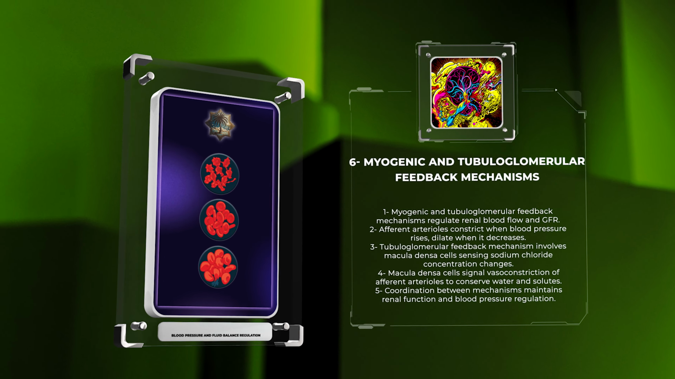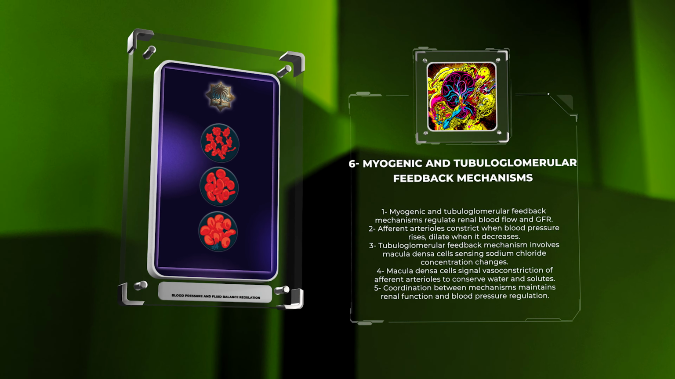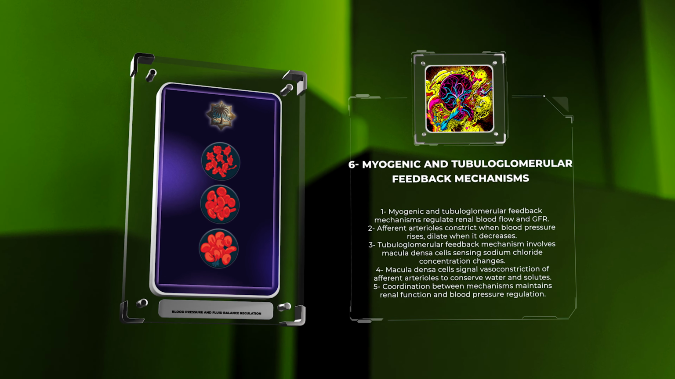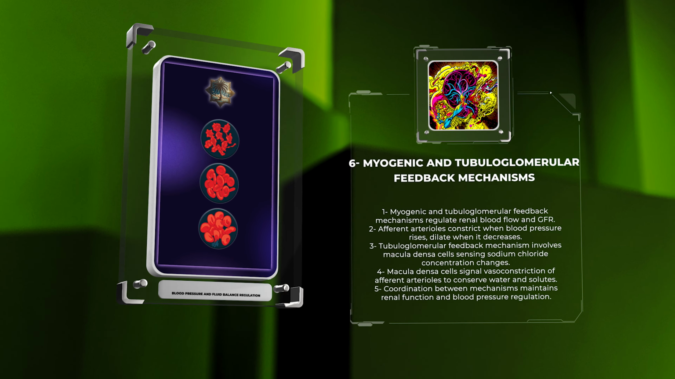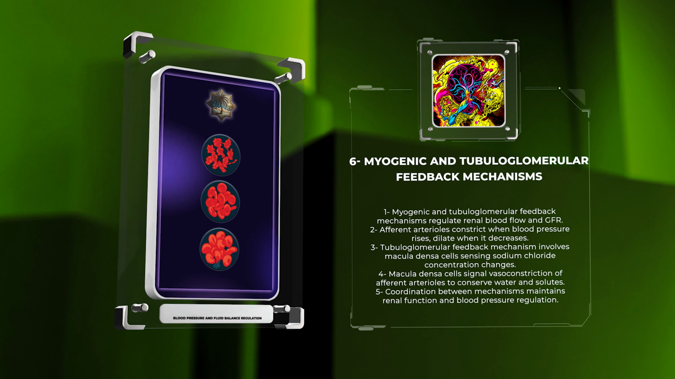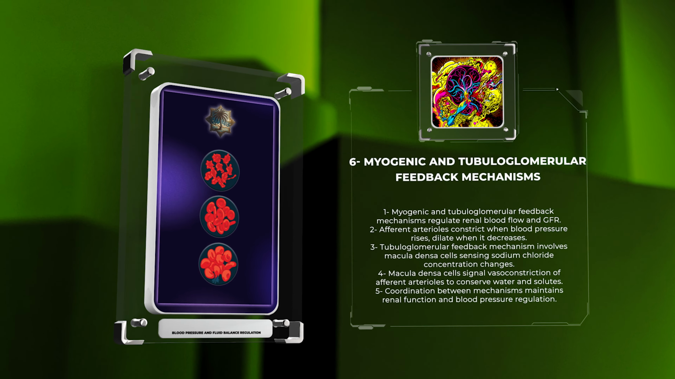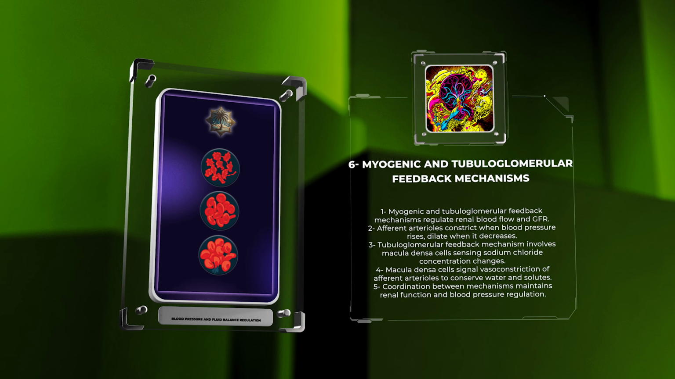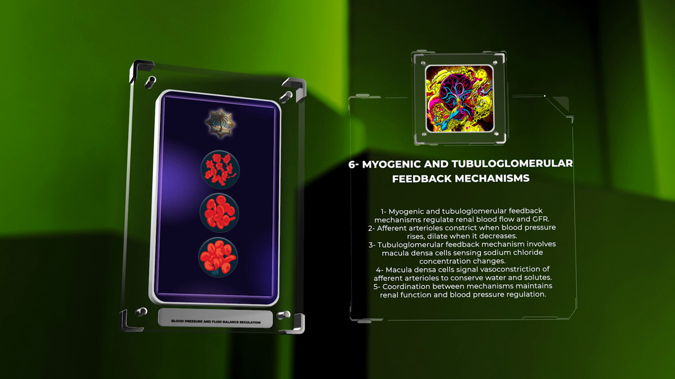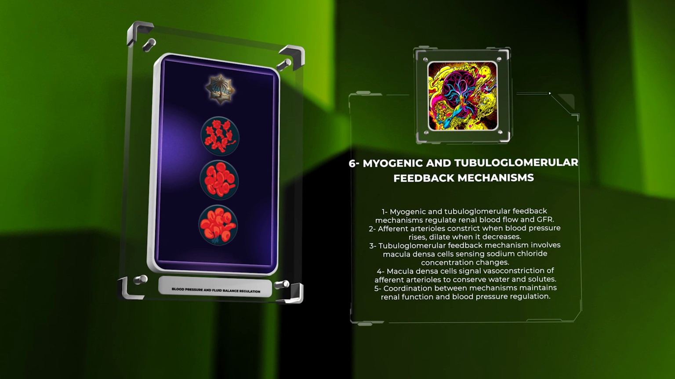Vascular smooth muscle cells in the afferent arterioles sense changes in arterial pressure and respond with vasoconstriction or vasodilation. When blood pressure rises, the afferent arterioles constrict, reducing blood flow into the glomerulus. This constriction helps to maintain a consistent GFR. Conversely, when blood pressure decreases, the afferent arterioles dilate, allowing for increased blood flow into the glomerulus.